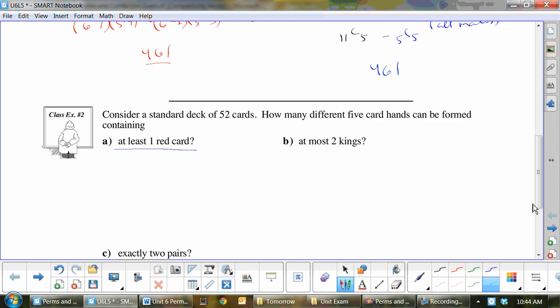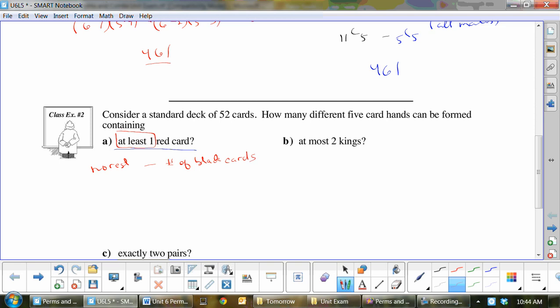Now, at least one red card. As soon as you see at least one, that's when you can use the complement. Not for at least 2, 3, 4. At least one is the only time you can use the complement. Okay? So, it's always no restrictions minus the opposite of at least one. We're going to use the complement here because it's way faster. No restrictions minus the number of black cards, or no red cards, whatever you want.